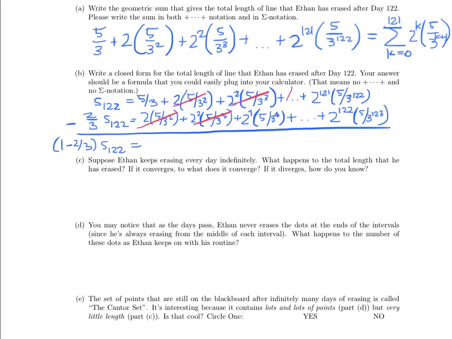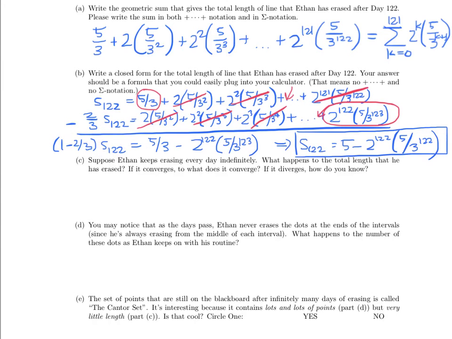The first term that's missing, right in here, cancels with this term. This term is going to cancel with the first term that's missing here, and so all that we're left with is this term and this term. And all we have to do to solve for the 122nd partial sum is to divide by 1 minus 2/3, which is just 1/3. And dividing by 1/3 is really multiplying by 3. So what we have left is the following. And that is our final answer.